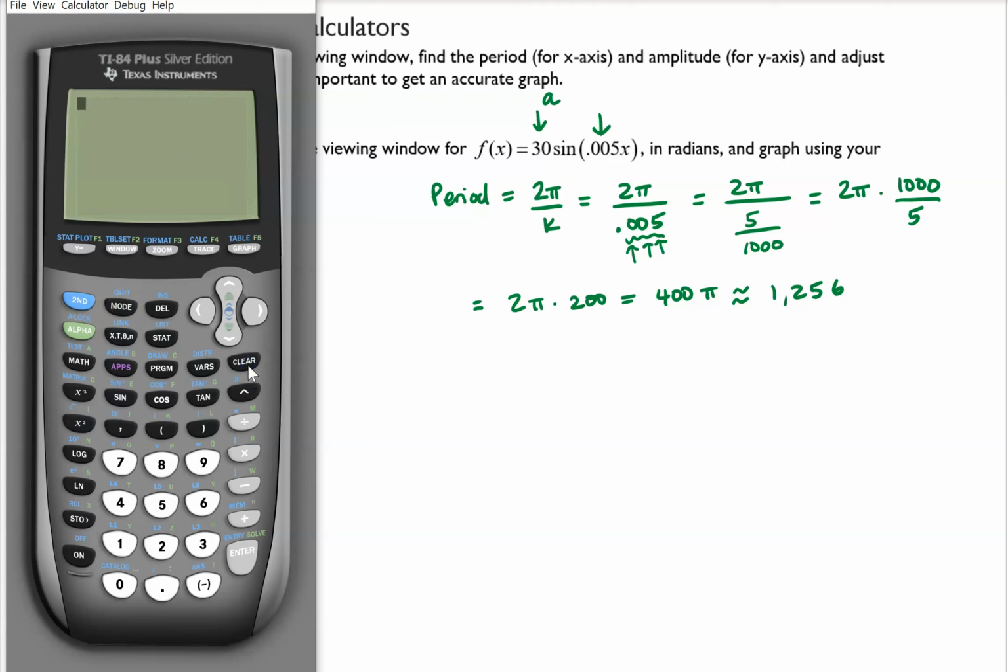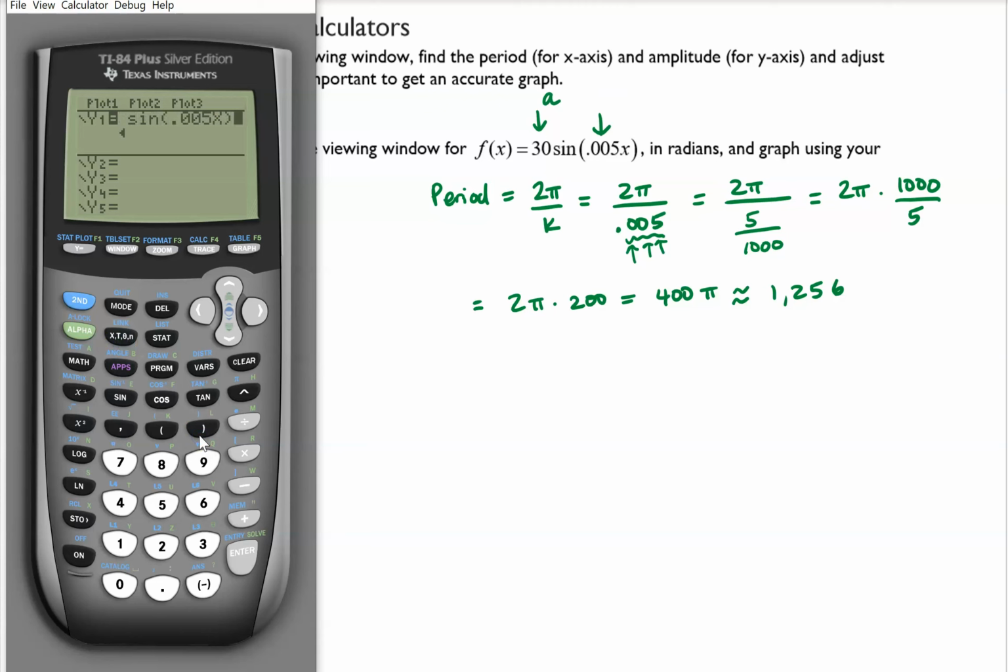In the top left corner here, I'm going to press y equals, and then I'm going to clear whatever I have there, and I'm going to type in 30 times sine of 0.005x.